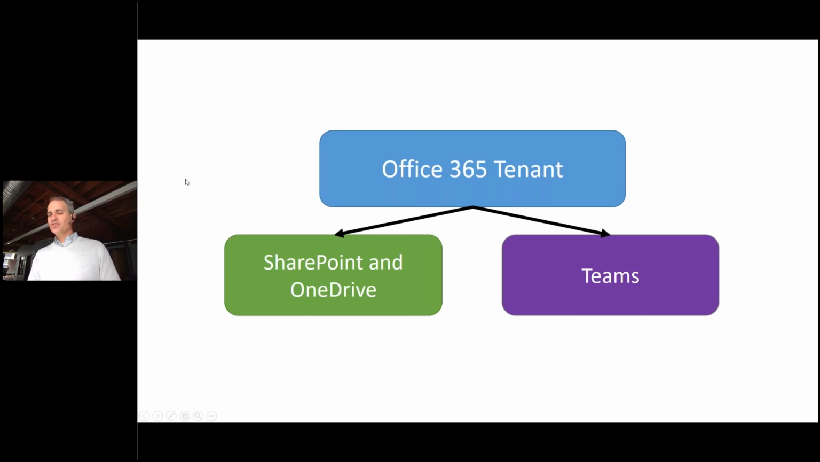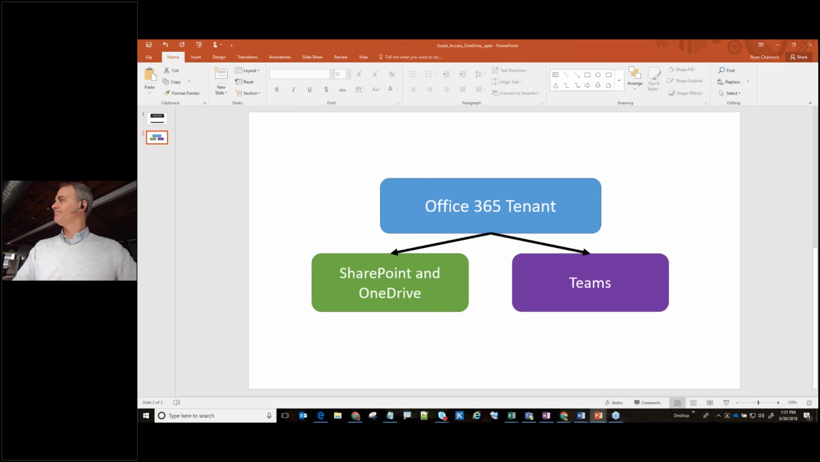The first thing you have to do is enable guest access within your Office 365 tenant. Then you're able to control it at a level for SharePoint and OneDrive, and also control that for Teams. So the example I'm going to do is walk through how we enable this for the Office 365 tenant, and then, secondly, how we enable this for SharePoint and OneDrive. So let's get to the demo.